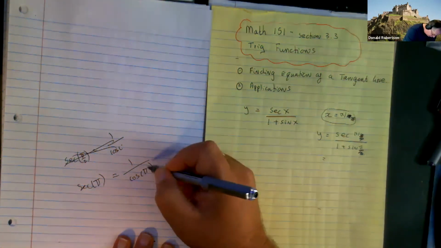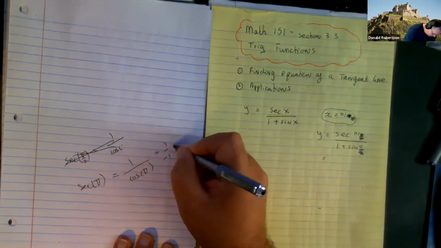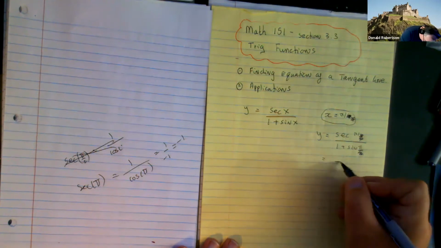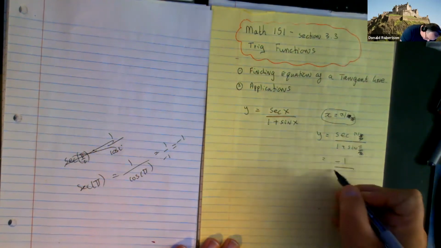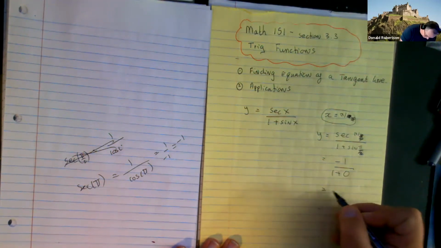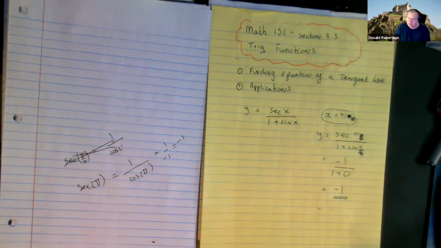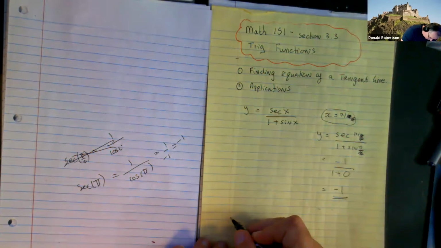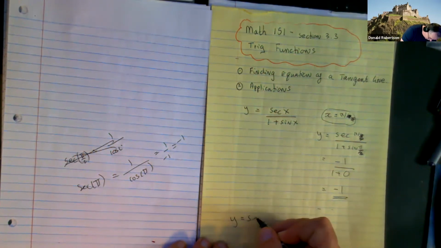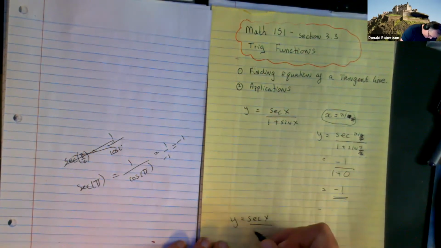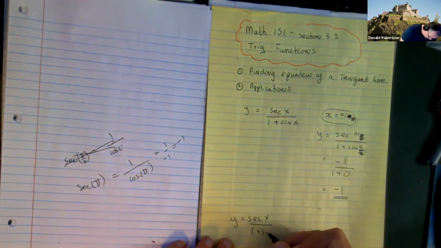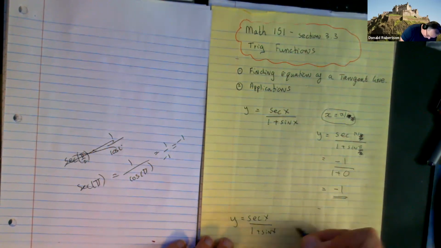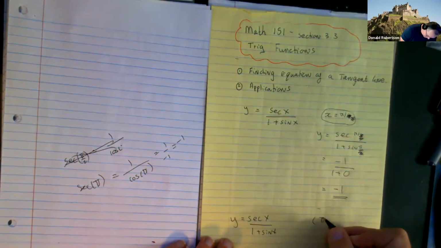There. Now the cosine of pi is -1, so the secant is -1. And the sine of pi is 0. That's so much nicer. Okay, we got an answer, it's -1. So we're really trying to find the equation of a tangent line to this ugly trig function at the point (pi, -1).